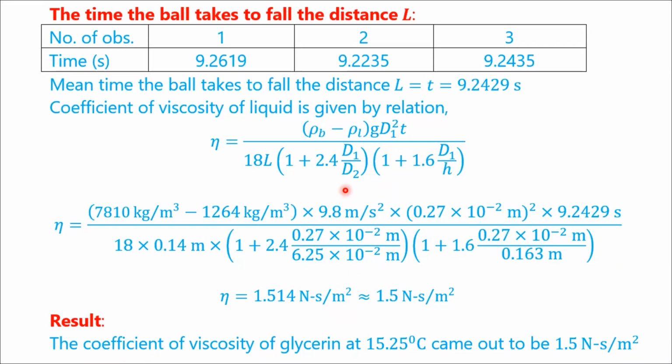By substituting all the values into this relation and calculating this with the help of calculator, we get the answer eta equal to 1.514 Newton second per meter square, which is approximately equal to 1.5 Newton second per meter square. So the result is the coefficient of viscosity of glycerine at 15.25 degrees centigrade came out to be 1.5 Newton second per meter square.